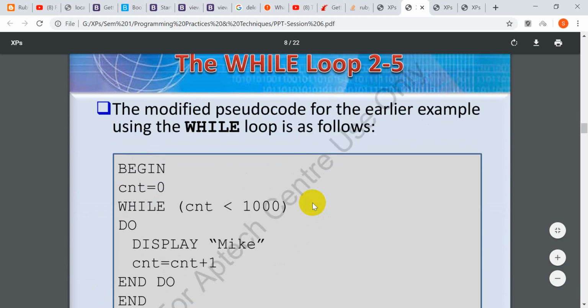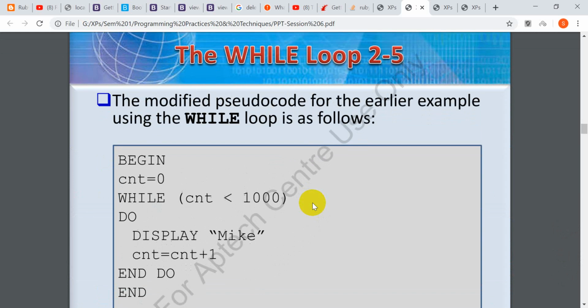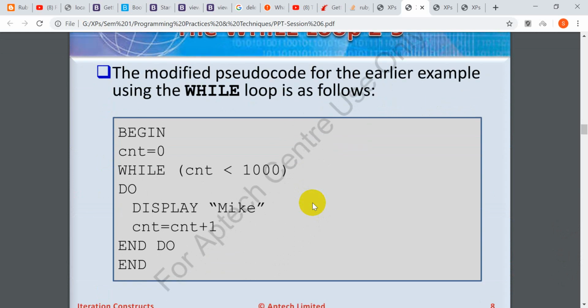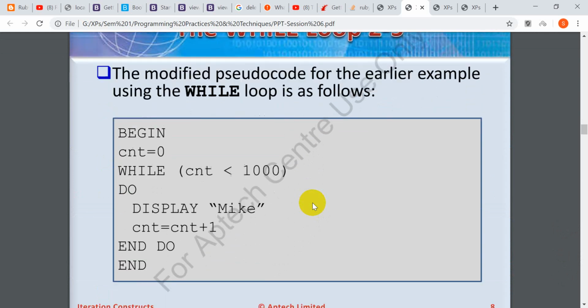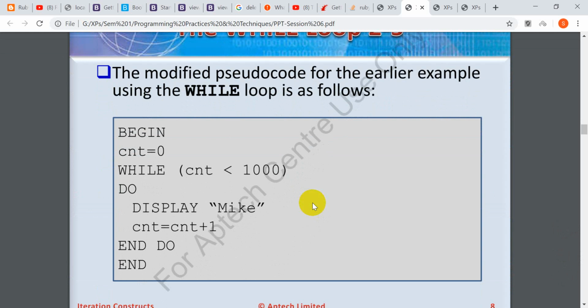And look at how it is in code. This is modified pseudocode, like the earlier one. This also is pseudocode, it's not the actual code. Look at it here. Begin, then our count. This int count is equal to 0. That means the counting starts from 0. So count is equal to 0. So we want our counting to start from what? From 0.